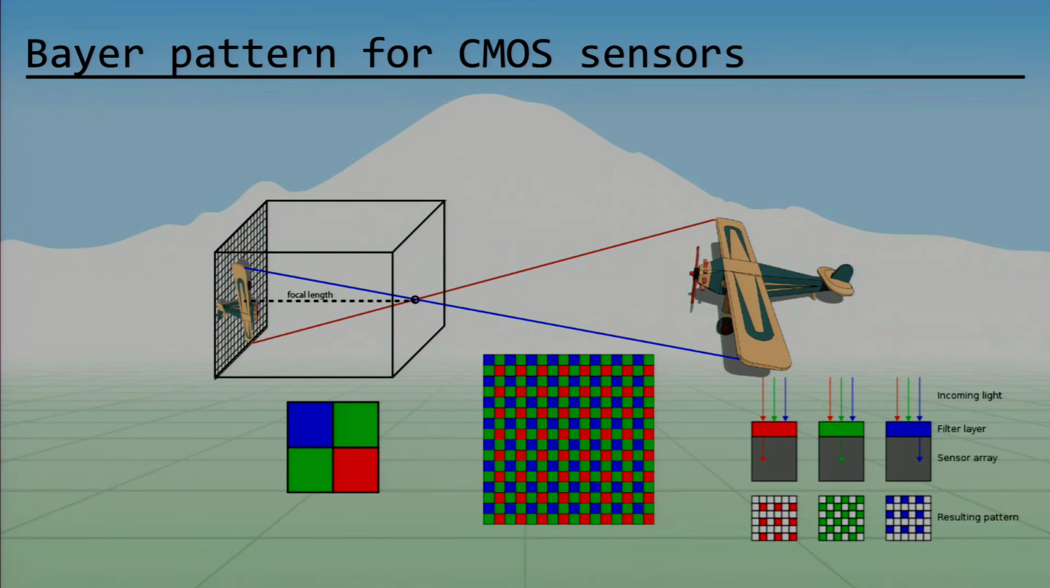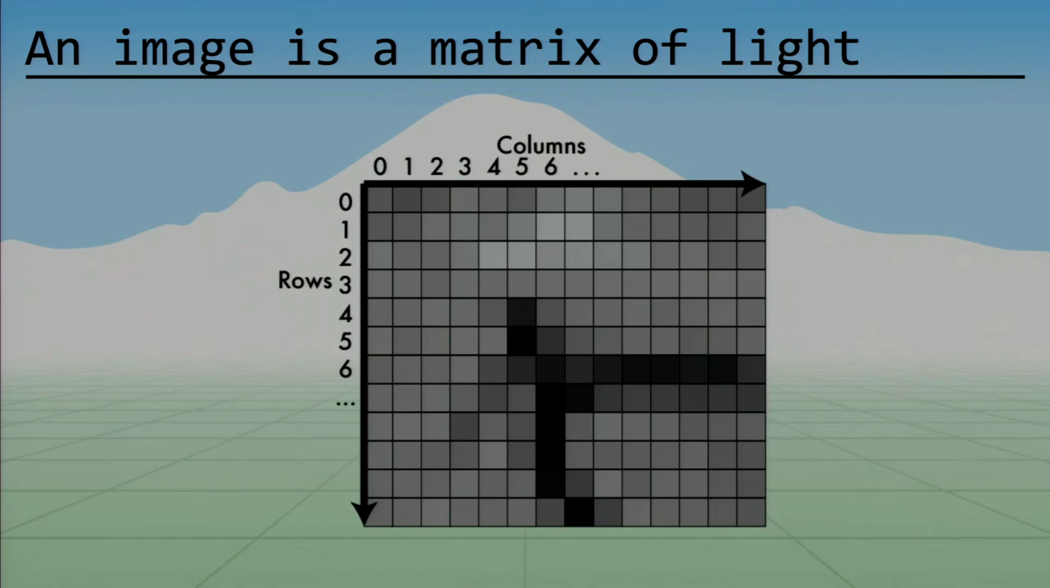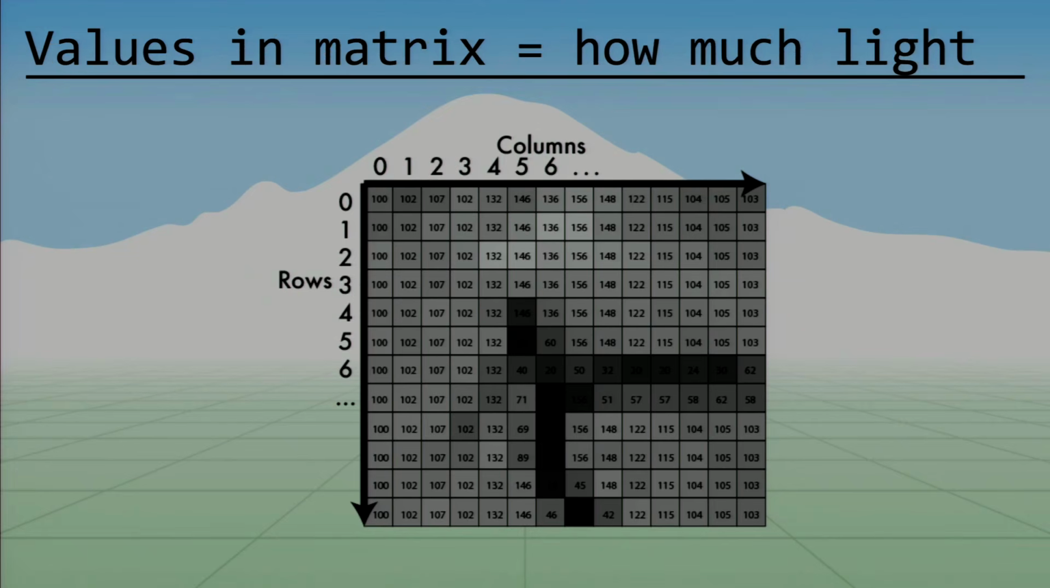So we talked about how images are just 3D projections onto a 2D plane, and we're going to record the incident light. An image is really just this matrix of light where we have this grid, and we want to fill in these values with how much light is hitting the sensor at any given point.